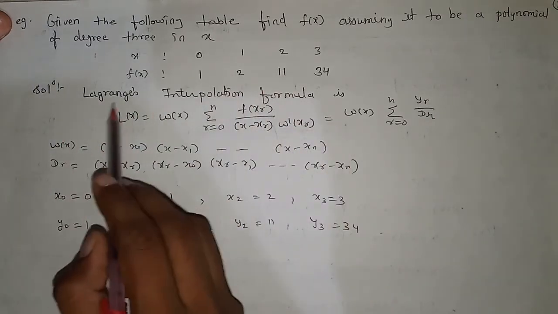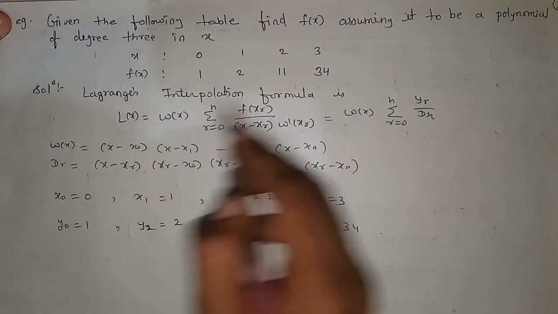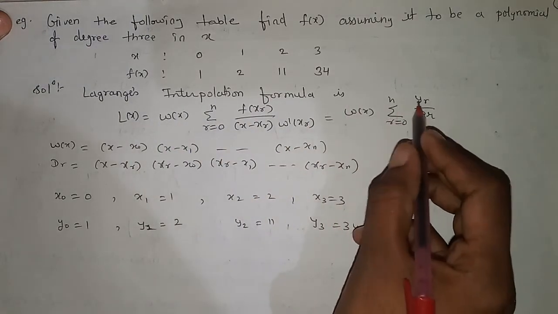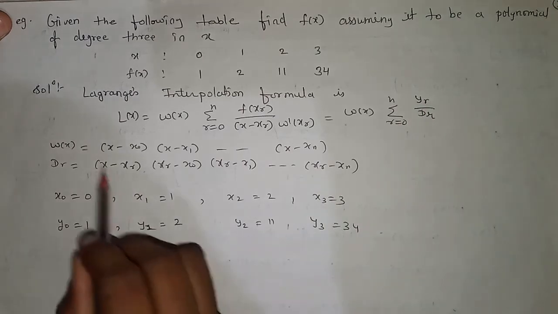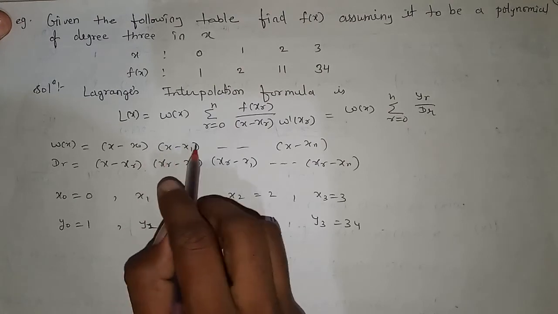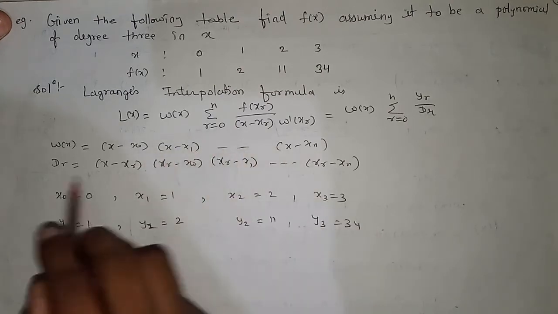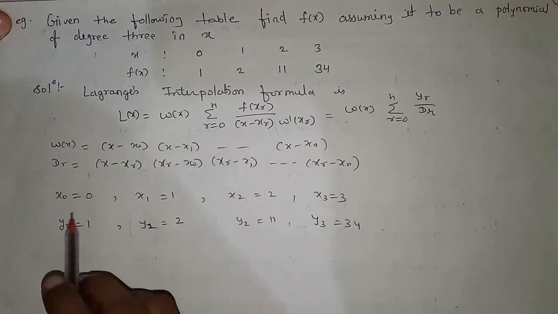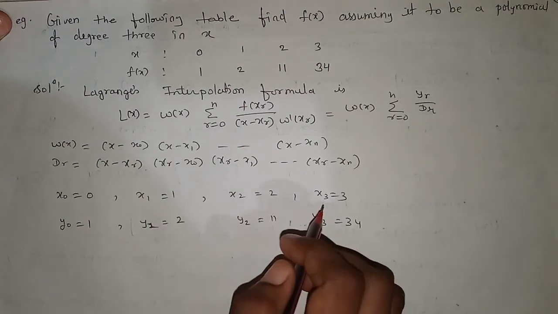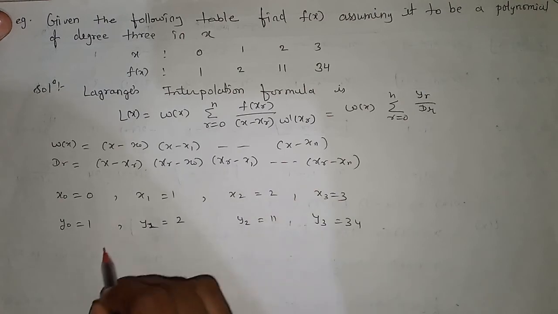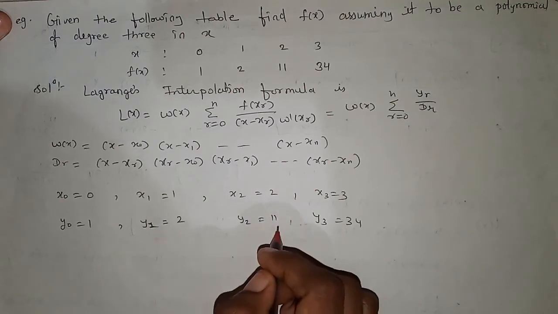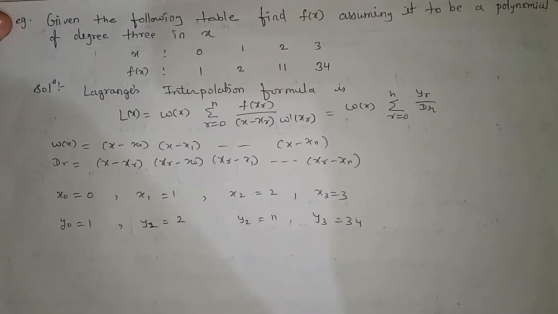So we have Lagrange's interpolation formula. L(x) is equal to w(x) summation r is equal to 0 to n, yr upon dr. Now we have w(x). w(x) is nothing but x minus x0, x minus x1, up to x minus xn. And we know what dr is. Here x0 is given as 0, x1 is equal to 1, x2 is equal to 2, x3 is equal to 3, and accordingly y0 is equal to 1, y1 is equal to 2, y2 is equal to 11, and y3 is equal to 34.